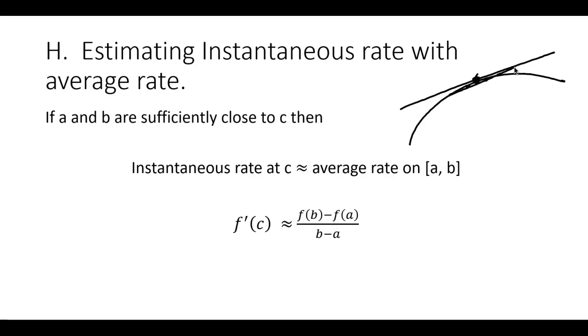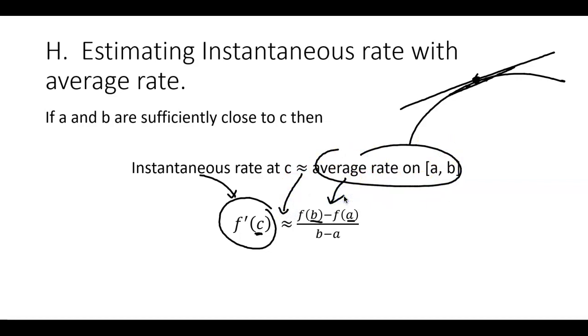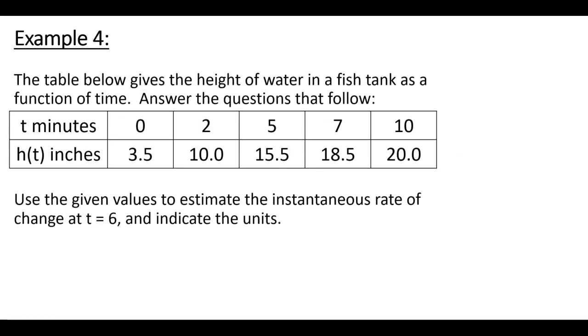So if A and B are sufficiently close to C, so C is the point I want, A and B need to be close to it. How close? There's not an answer to that, but the closer the better. If A and B are sufficiently close to C, then the instantaneous rate is approximately equal to the average rate. Okay? We've done average rate today. We've done instantaneous. Now we're going to do them together. This is a very common, like I said, AP type question.